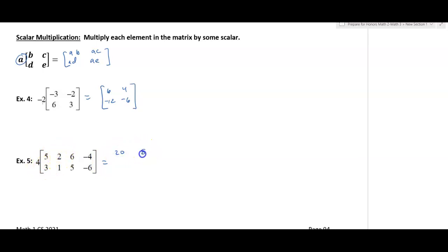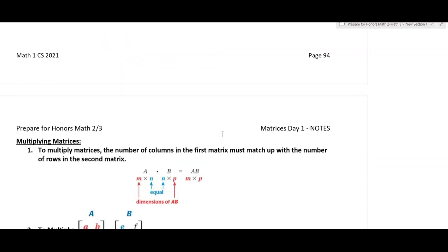4 times 2 is 8. 4 times 6 is 24. 4 times negative 4 is negative 16. 4 times 3 is 12. 4 times 1 is 4. 4 times 5 is 20. 4 times negative 6 is negative 24. And we have our new matrix. Okay? So, scalar multiplication, really easy also.